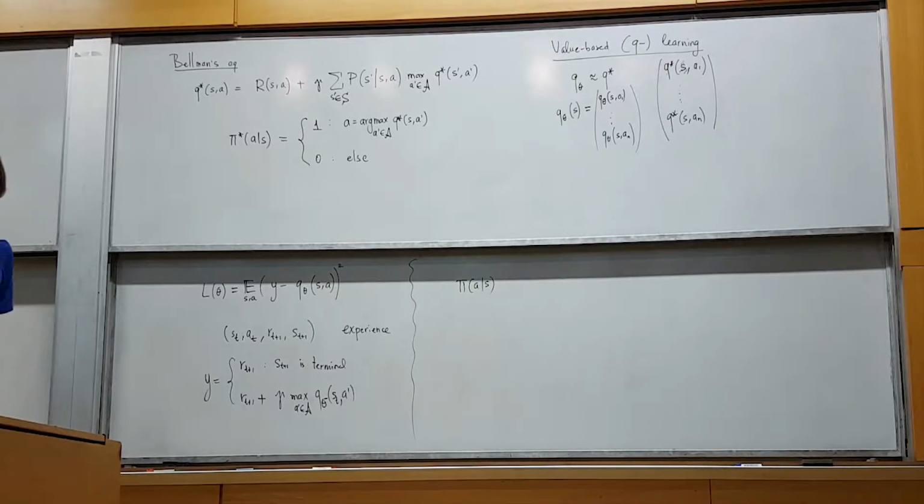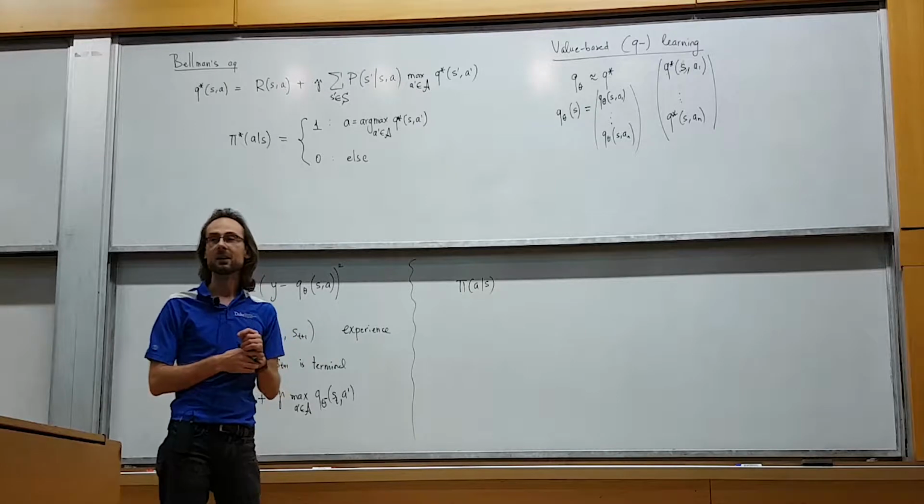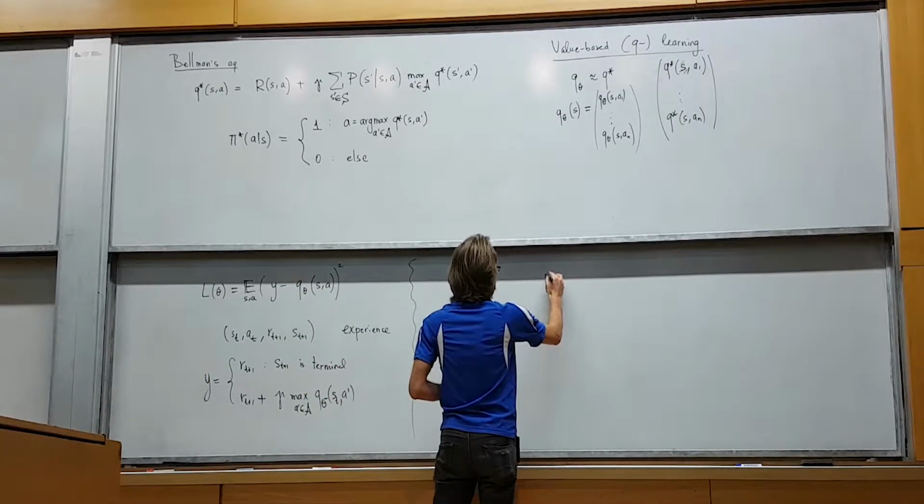In many cases, it might be easier to approximate this function rather than approximating Q of S, A. Moving from approximating Q to approximating pi gives rise to a set of methods that are called policy-based learning.